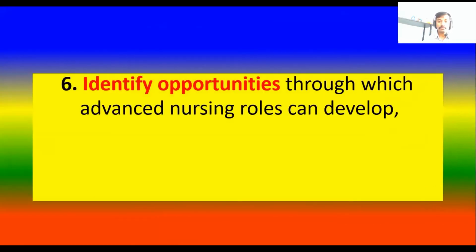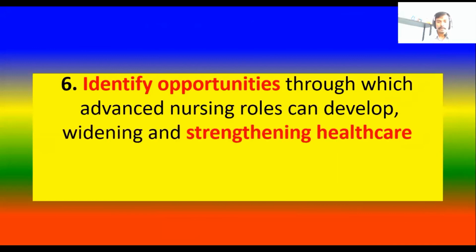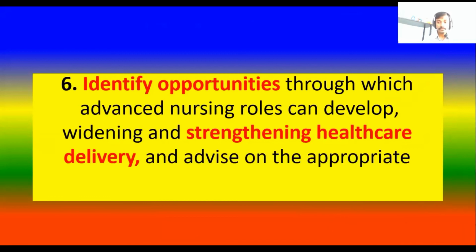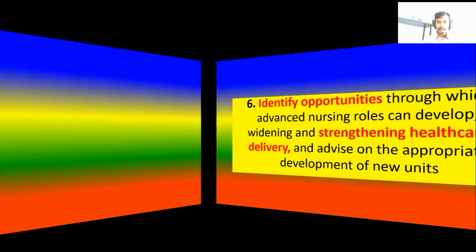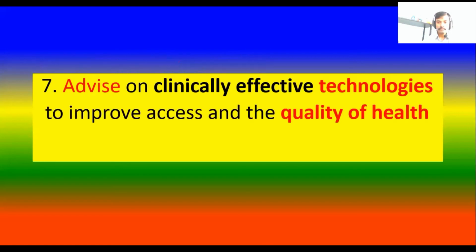Then identify opportunities and advanced nursing roles, strengthening healthcare delivery, which means distribution of healthcare services strengthened by nurses. Then advise on clinically effective technology. Some technology may be harmful to people. The nurses conduct research on which technologies affect, advise government and concerned authorities, and promote that technology become viable and away from hazards, and of quality health services.